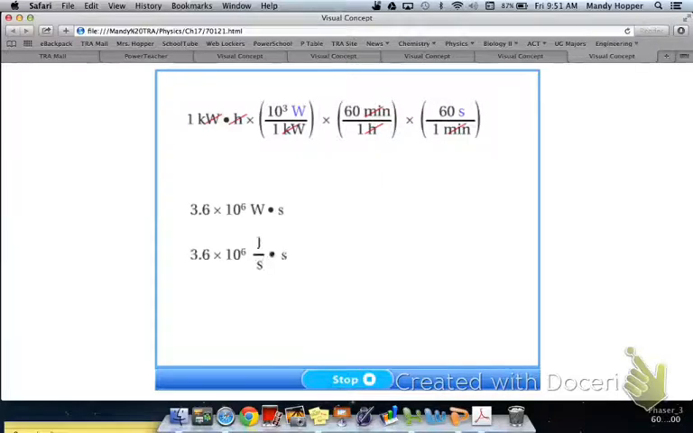The definition of a watt is 1 joule per second. If we express the units in this way, we see that the watt second is the equivalent of a joule. Therefore, 1 kilowatt hour is equal to 3.6 times 10 to the 6th joules.